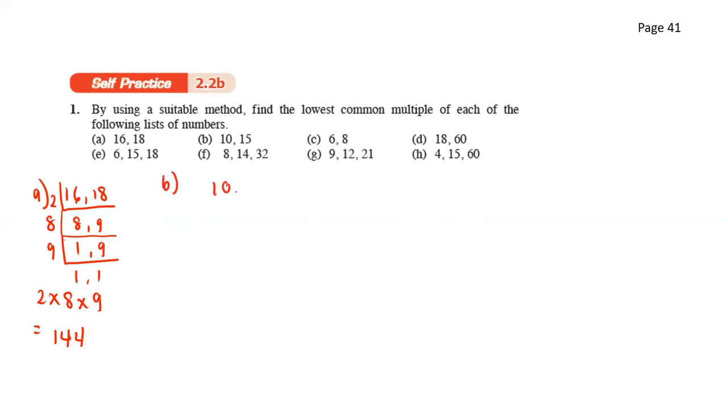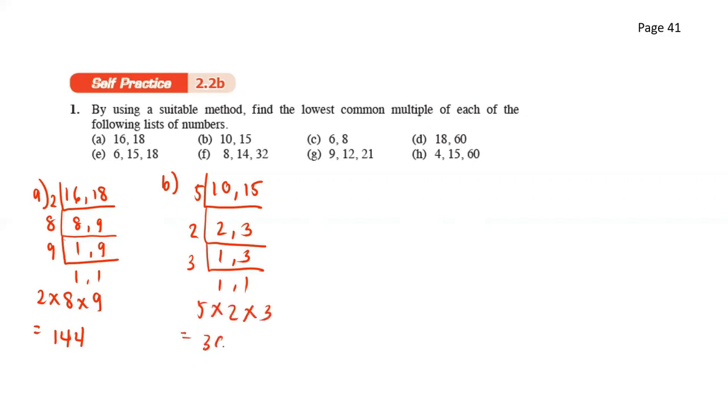Next for B, we have 10 and 15. So first let's divide this by 5. We'll get 2 and 3. And then we'll divide it by 2. That will give us 1 and 3. And next for 3, that will give us 1 and 1. So 5 times 2 times 3 will give us 30.